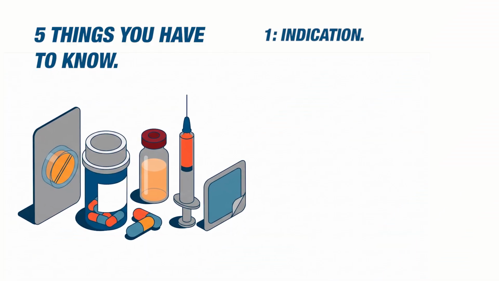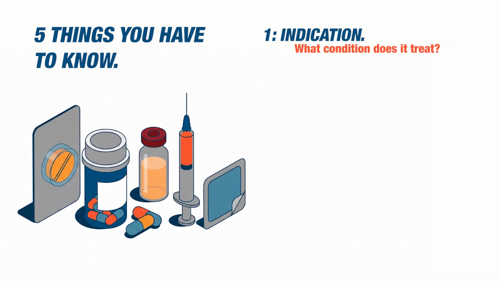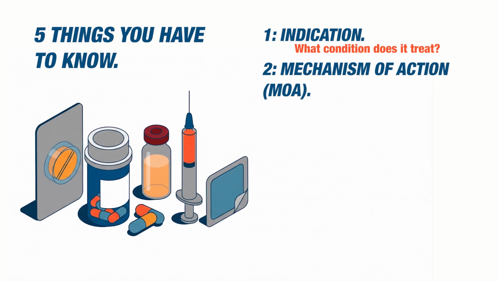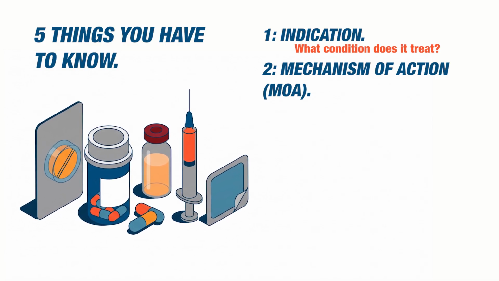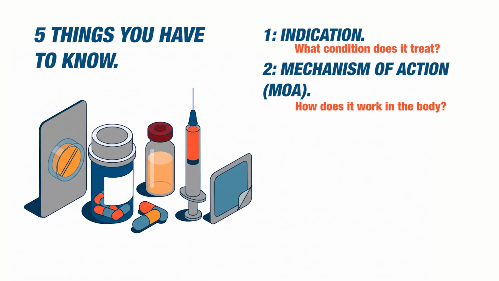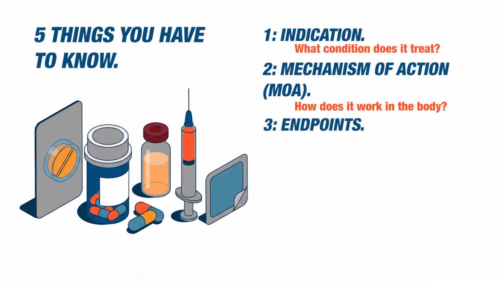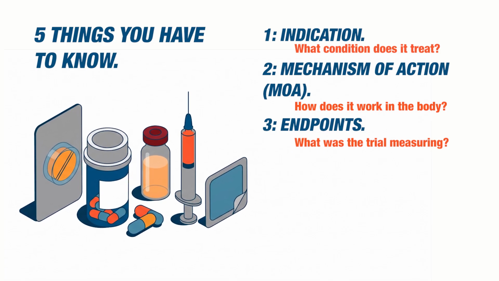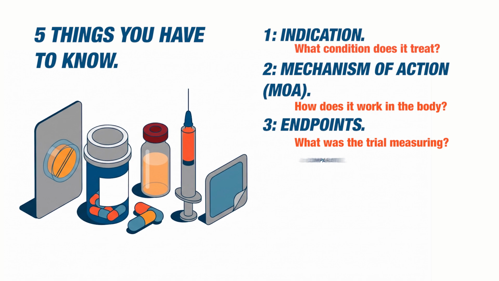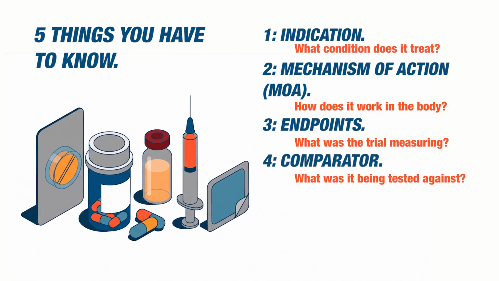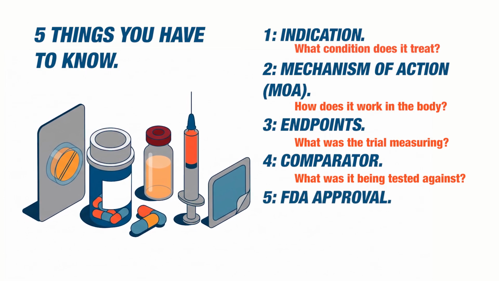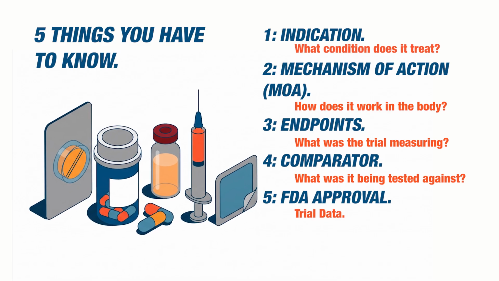Now, there are 5 things that you want to nail. Number 1, the indication, the disease that it is approved to treat. You also want to know the mechanism of action, the MOA, and how it actually works in the body. The endpoints. What was the trial measuring? Was it measuring, like in cancer, overall survival? The comparator. What was it being tested against? Was it standard care? Was it a placebo? And you also want to know, what is the FDA approval and the trial data?